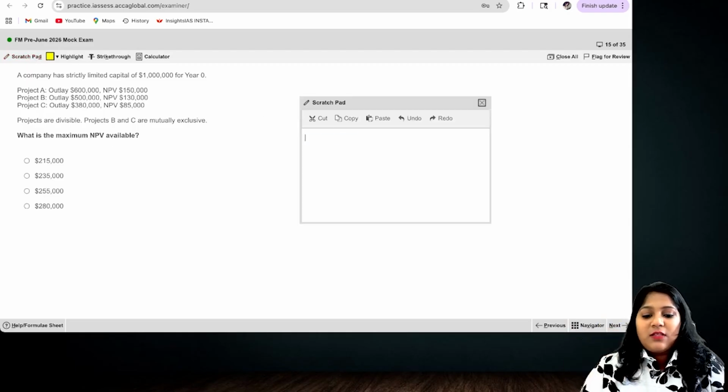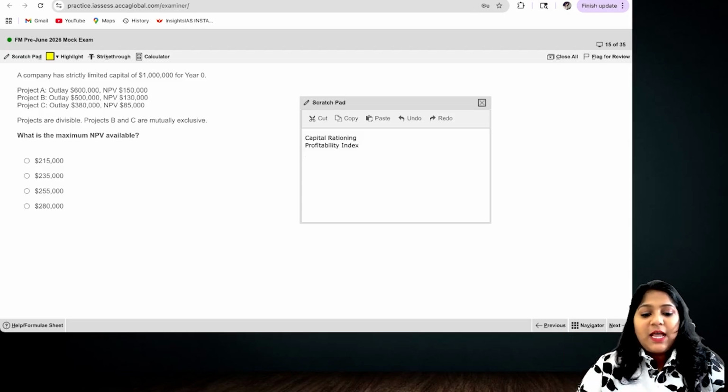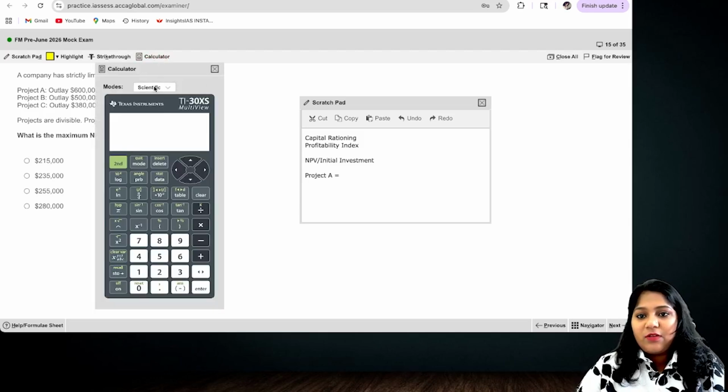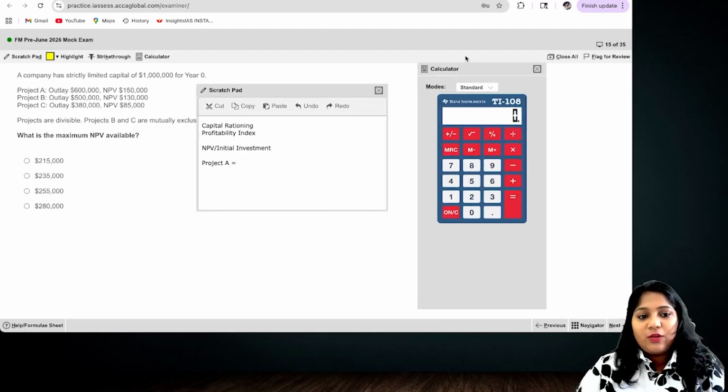Guys, if you have to consider the capital rationing, you should know if projects are divisible, you have to calculate something called profitability index. Now, what is this profitability index, guys? I'll take NPV divided by initial investment. So if you take project A, don't waste your time. Take your calculator. You already have the information here. Or use your personal calculator that you carry to the examination.